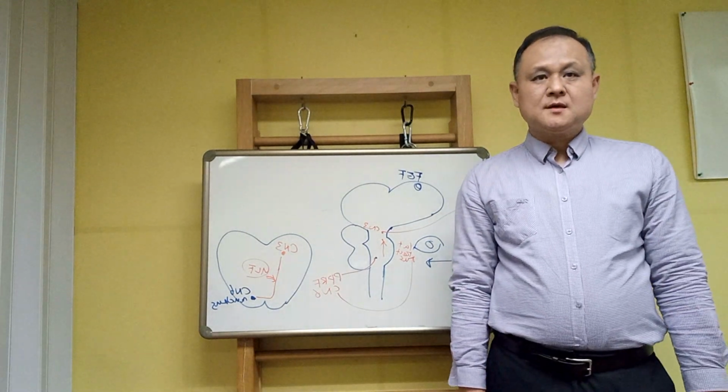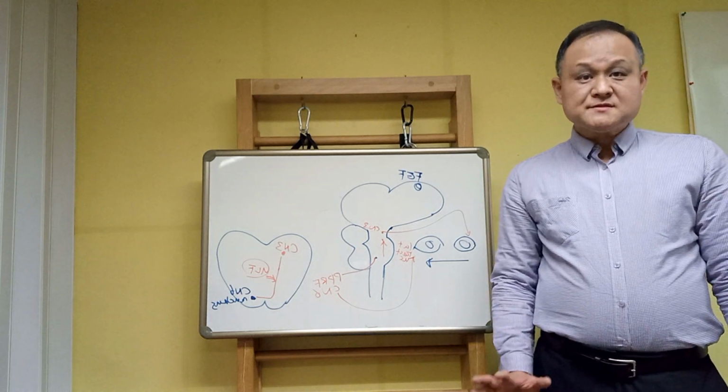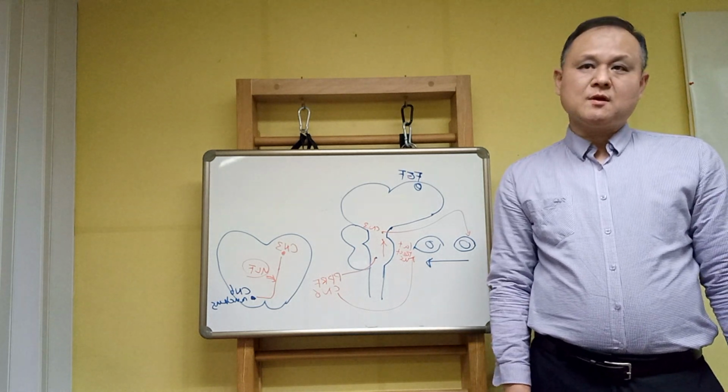You're talking about saccadic eye movement and pursuit. Saccadic eye movement is fast eye movement. Pursuit is slow eye movement.